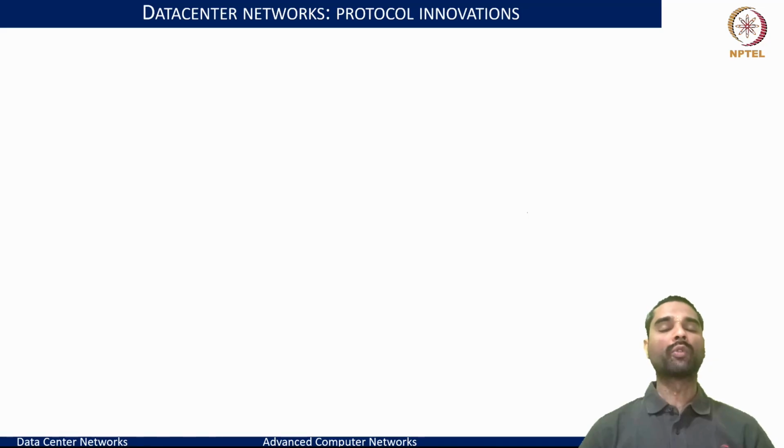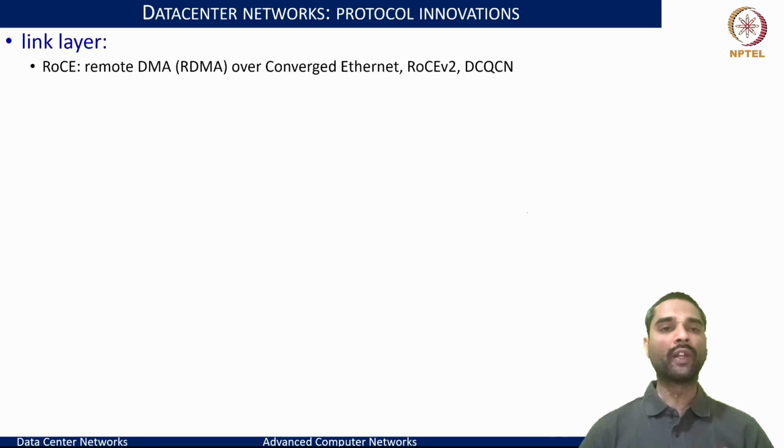Let us look at some of the key protocol innovations that happened due to data center networks. When we speak of the link layer, at the lowest of the layers, there was an emergence of RoCE, or what we call remote DMA over converged Ethernet. This is essentially a network protocol that leverages RDMA capabilities to accelerate communication between applications that could be hosted on clusters of servers, including the storage arrays.